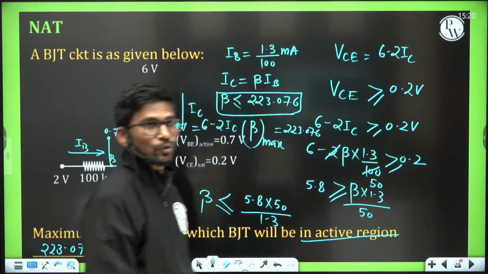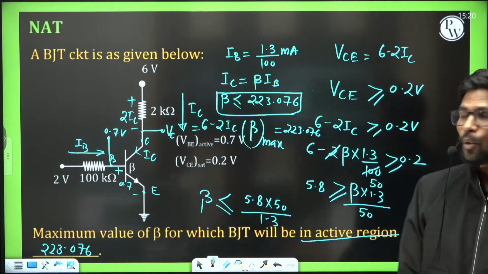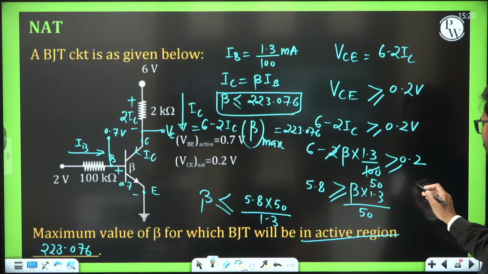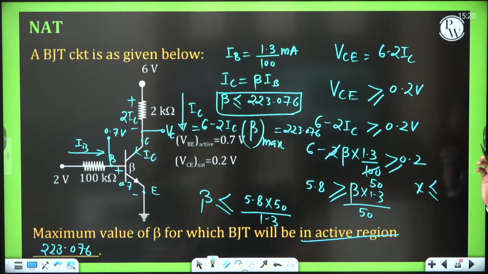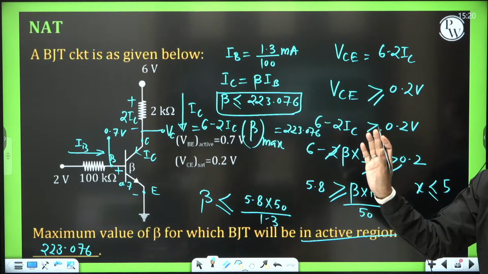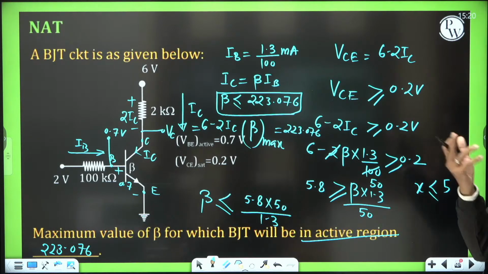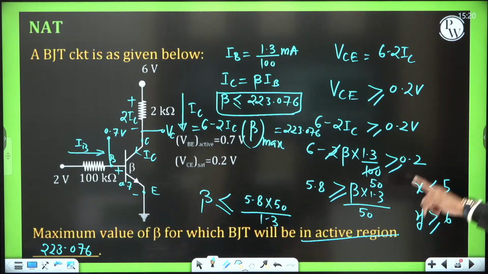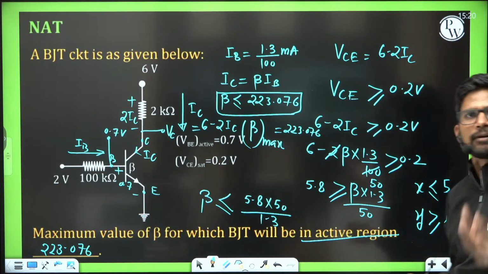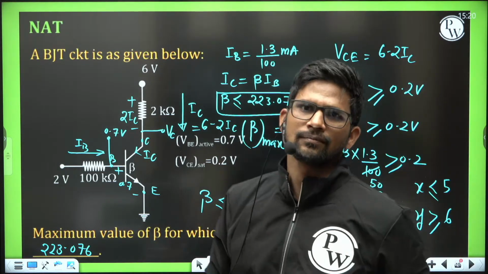Okay. So always remember, whenever any variable x is less than or equal to something, the equal to value is the maximum value. For example, x is less than or equal to 5, so x is equal to 5 or less than 5, so the maximum possible value of x is 5. And when any variable y is greater than or equal to something, like y is greater than or equal to 6, y is either equal to 6 or greater than 6, so the minimum value of y is 6.